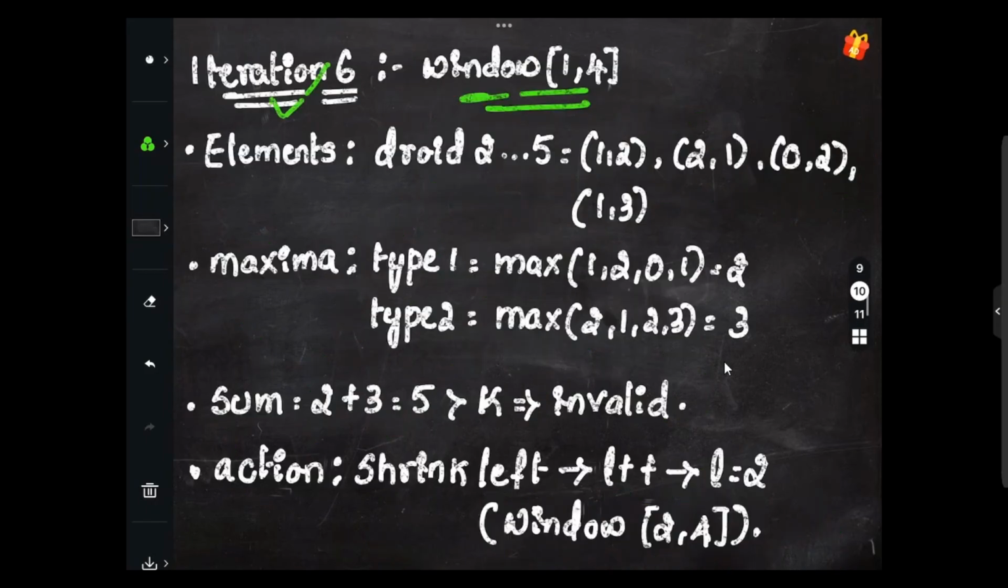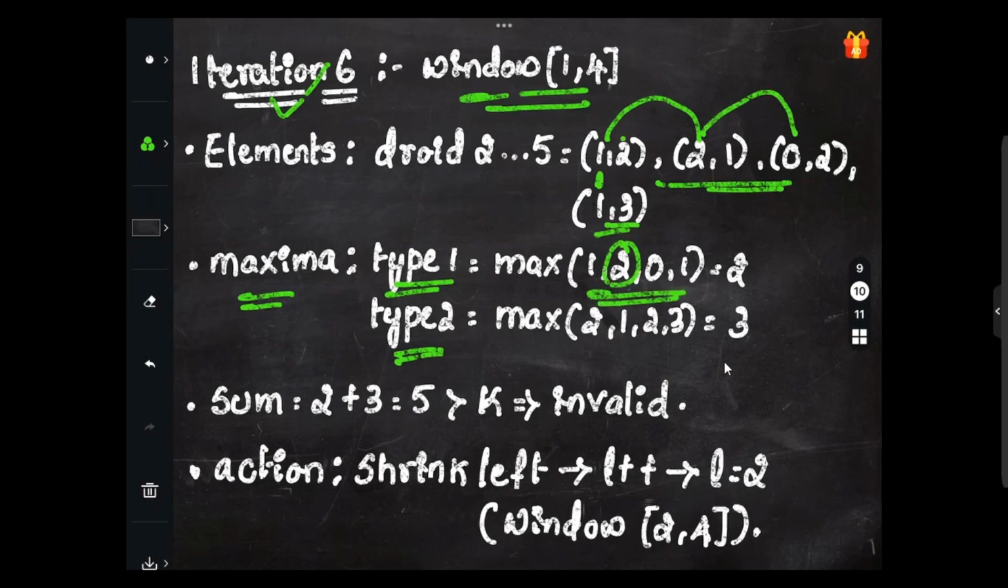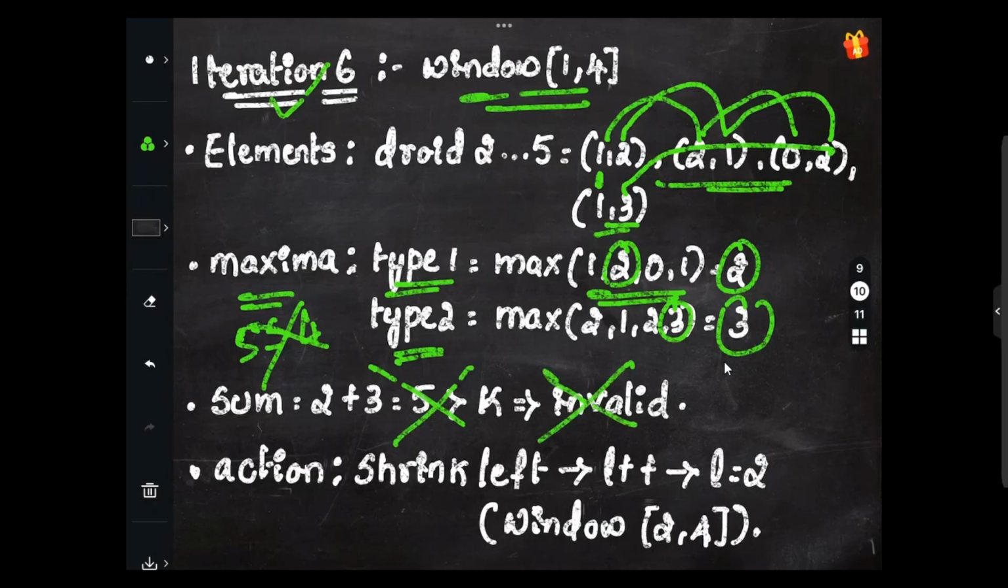So let's see the same thing here: 1 comma 2, 2 comma 1, 0 comma 2 and 1 comma 3. Let's see the maxima of type 1 and type 2 we have to consider. Among 1 2 0 and 1, max is 2. Same thing, right? Among 2 1 2 and 3, the maximum is 3. So now we got 2 and 3, and we have to sum up type 1 and type 2. The maximum value that we got, 2 plus 3, is 5, which is less than or equal to k, which is 4? No, it is not. 5 is not less than or equal to 4. Obviously 5 is greater than 4. So this is an invalid window.